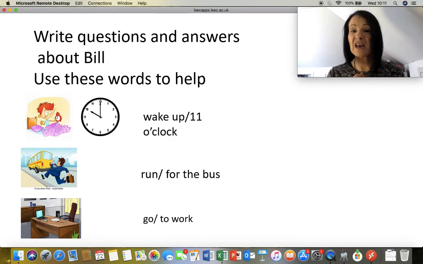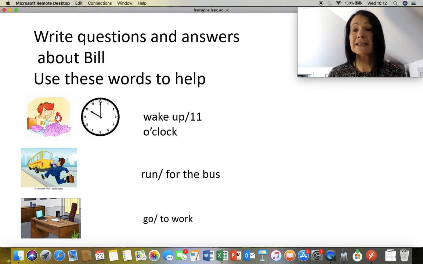Are you going to use I? Yes, I did. No, I didn't. Is this about you? No, it's about Bill. Bill, man or woman? Man. So we're going to use he. Yes, he did. Or no, he didn't.